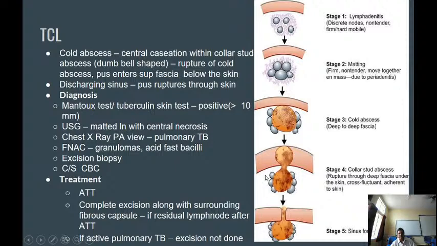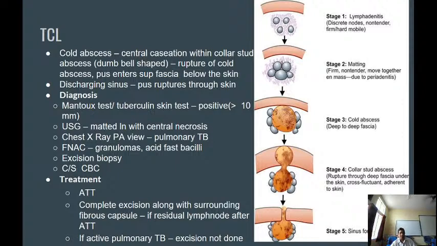So the problem is somewhere deep inside, but the caseous material presents subcutaneously, and once it ruptures it gives rise to a sinus, that is, a communication from this cavity to the outside, which is called a sinus.